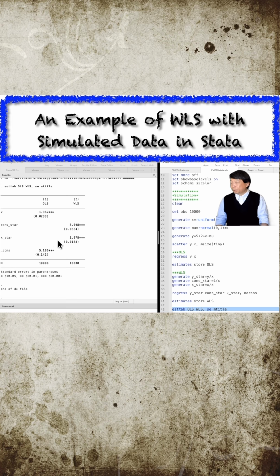Both the WLS and the OLS estimates are very close to the population parameters we set. They are both consistent estimates. However, the WLS estimates have smaller variances or standard errors than the OLS estimates. For example, the standard error for the slope estimate is 0.017 in the weighted least squares estimation, but 0.024 in the ordinary least squares estimation.